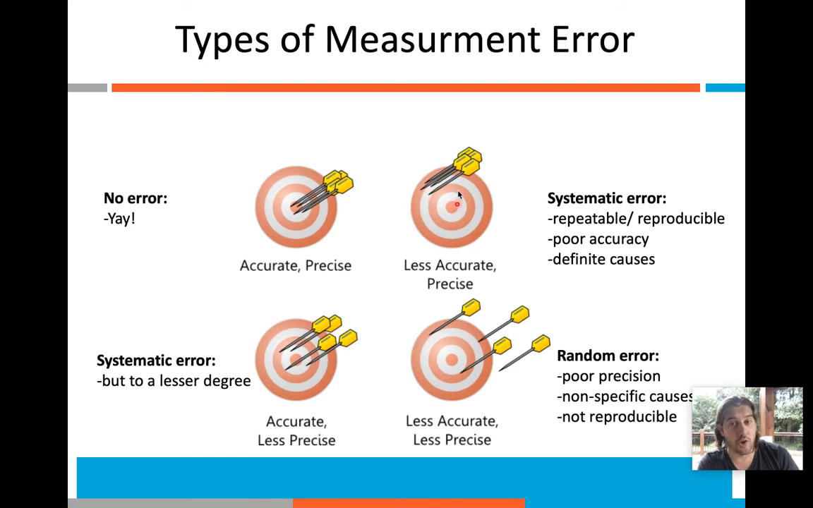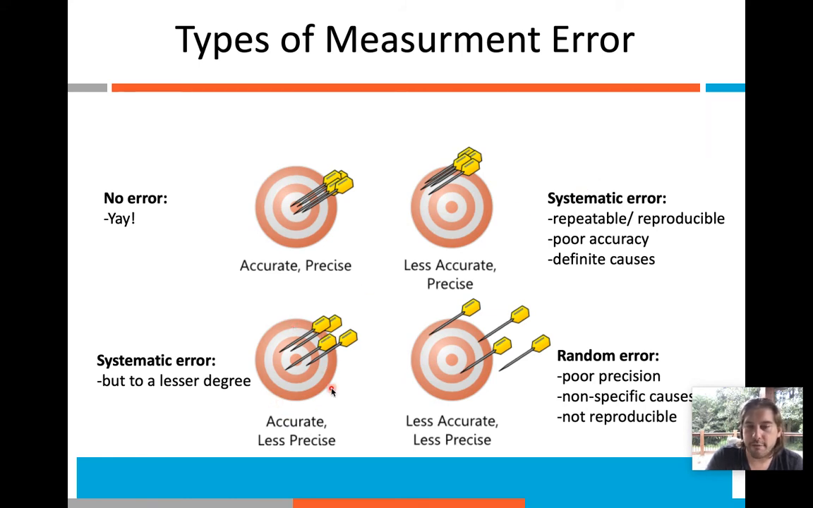Although we're doing it reliably, right? We have a tight cluster of measurements, of darts. We are consistent in our inaccuracy. So a measurement tool that sort of conceptually looks like this would be reliable but not valid. We call that systematic error, right? There's a repeatable, reproducible, consistent error that's occurring.